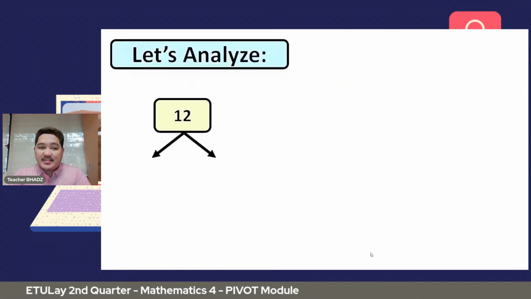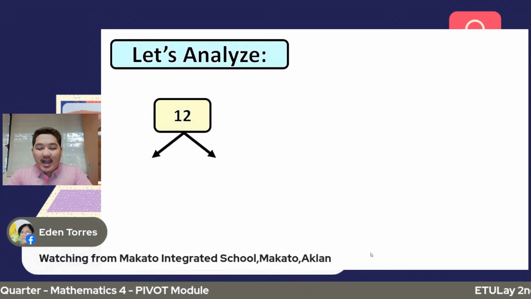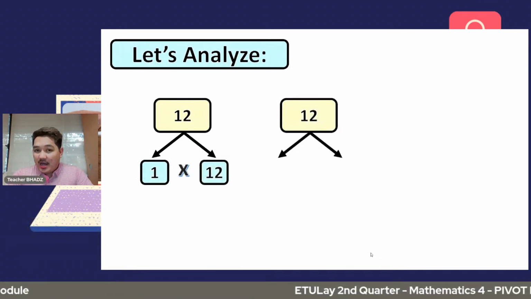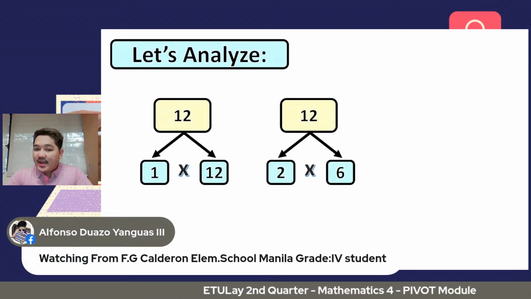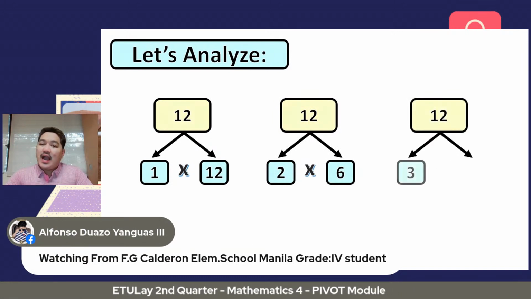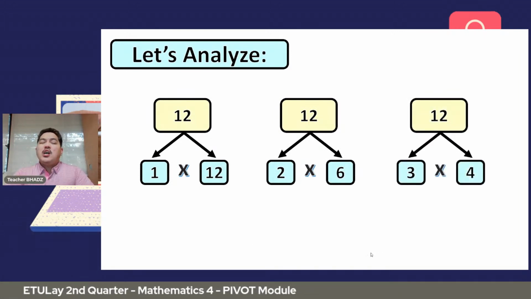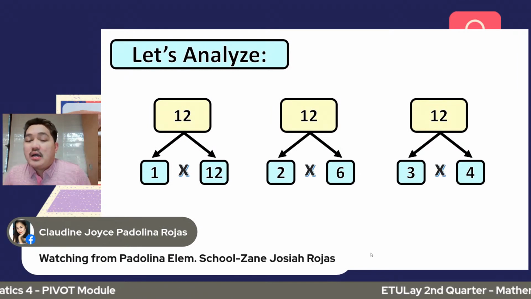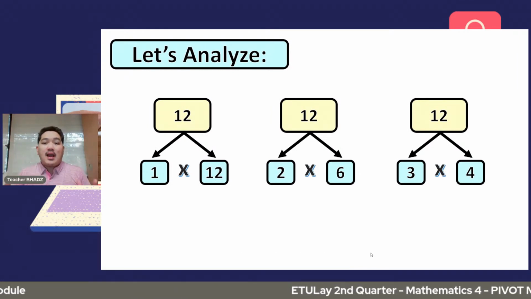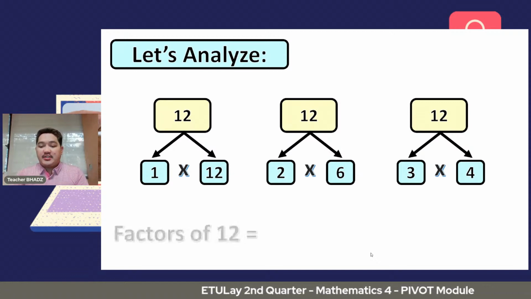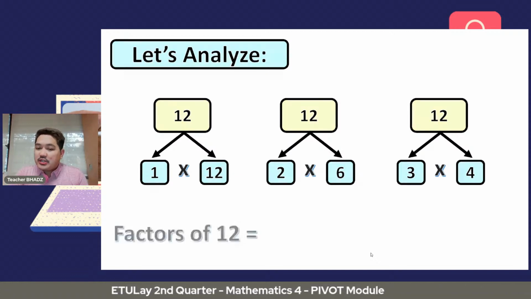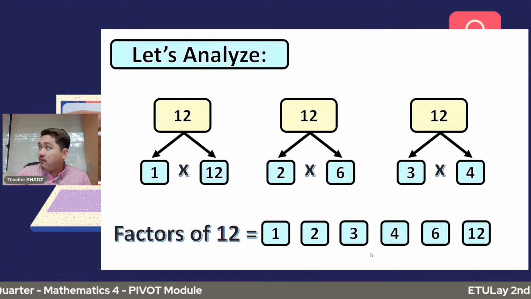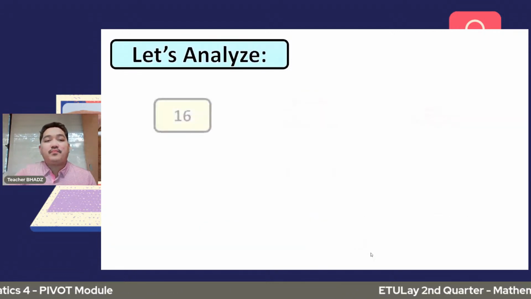Let's try to analyze this. For 12, we have 1 and 12. Another one, we have 2 and 6. And last, we have 3 and 4. If we multiply the given factors dun sa tatlong 12 na yan, this will give us the same product, and the product is 12. So these are the factors of 12: 1, 2, 3, 4, 6, and 12.